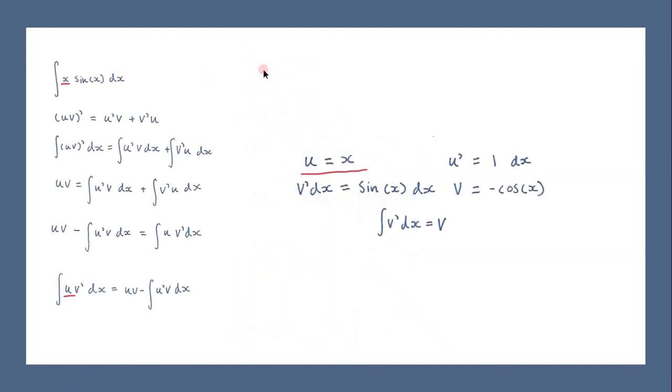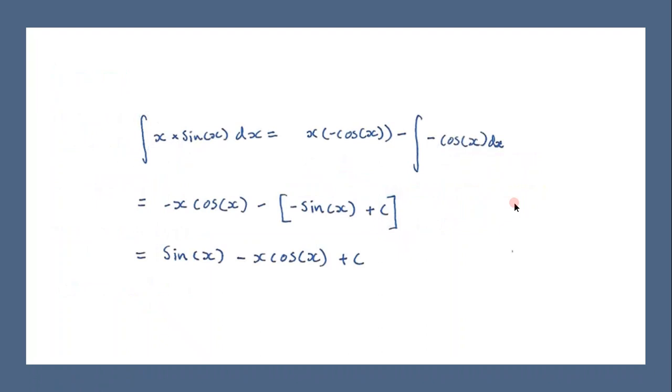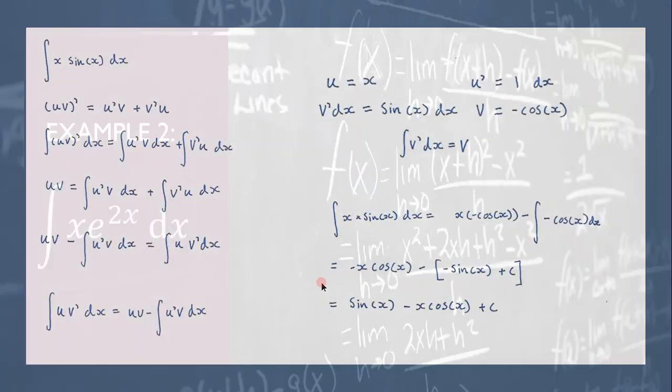So you'll see that we need to find or give ourselves a u, something in terms of u, and the function that we can choose is x, because if we differentiate it, then we'll just get 1. And then our v prime dx is just sine x dx, as you can see here from our formula that we derived, and if we integrate it, we'll just get v, which is minus cos x. So if you substitute all of that into the formula and simplify it, you'll get sine x minus x cos x plus c. And there's all the working out.